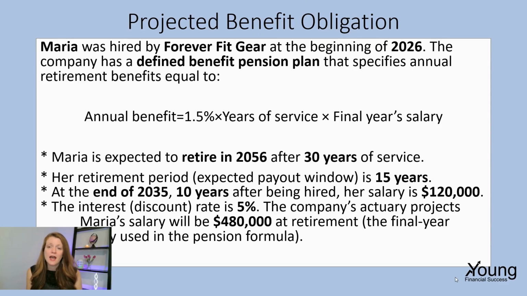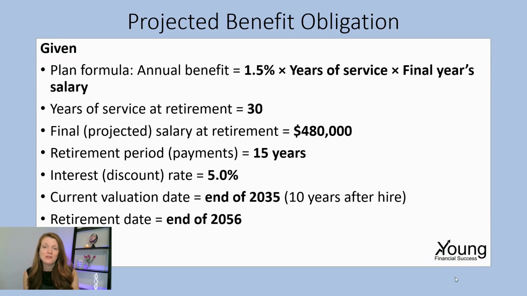Maria is expected to retire in 2056 after 30 years of service. Her expected retirement payout window is 15 years. So, in other words, she's expected to live for another 15 years after she retires. At the end of 2035, so after 10 years, her salary is $120,000. The interest is 5%. The company's actuary projects that Maria's salary will be $480,000 at retirement. So let's jump into how to calculate how much the company should have set aside in their projected benefit obligation.